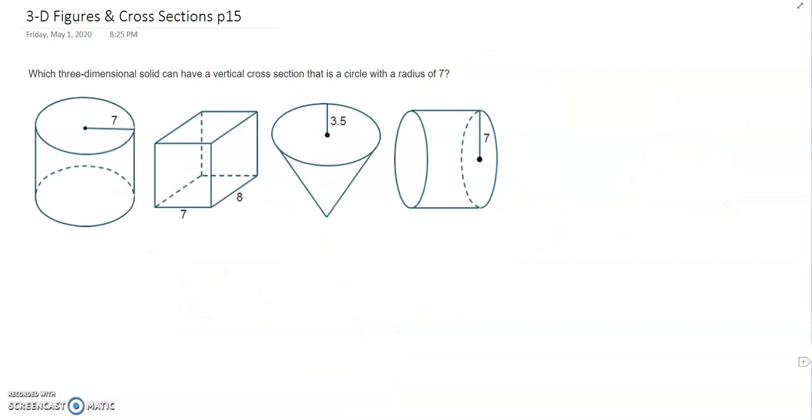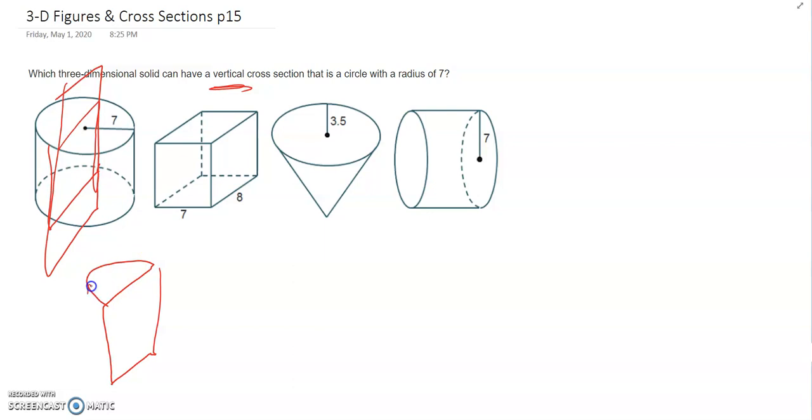Last one we have here is asking about a cross section. Which of these could have a vertical cross section that is a circle? So we need to be thinking vertical cross section. If I was to cut this one right here with the vertical cross section, what do I get? It looks like we get some sort of rectangular shape right there. You'd literally get this cross section right here, which looks like a rectangle. Same thing here, you'd get some sort of rectangle if you did this cross section. You're going to get an ugly rectangle in there as well.